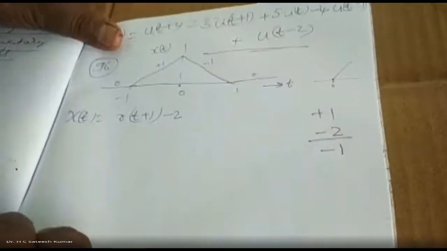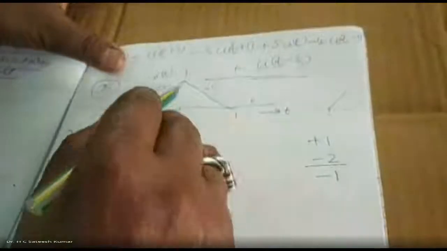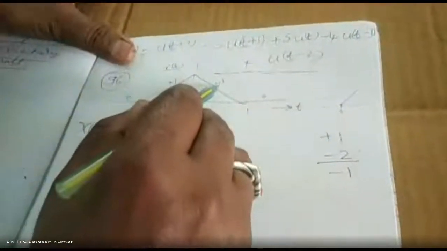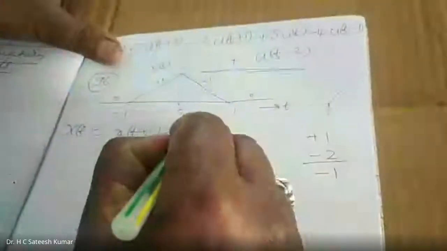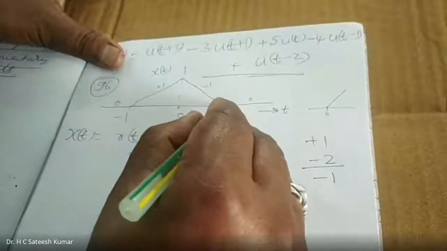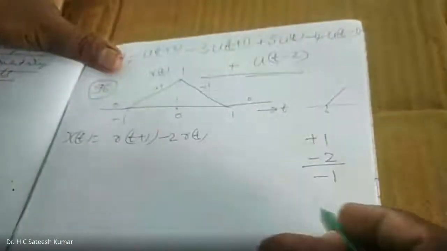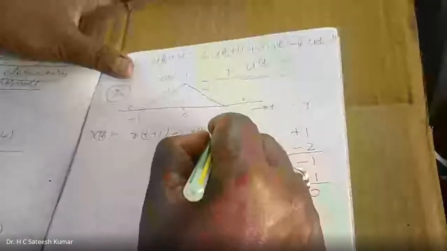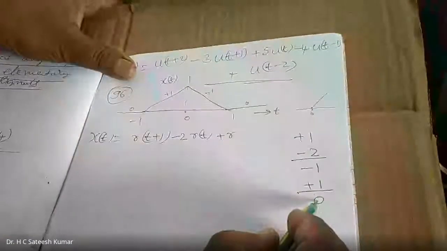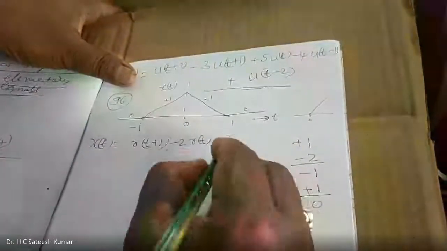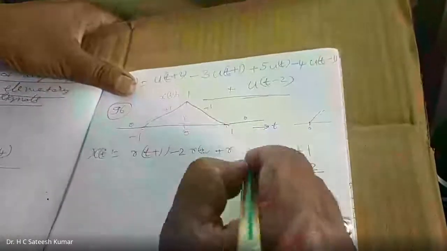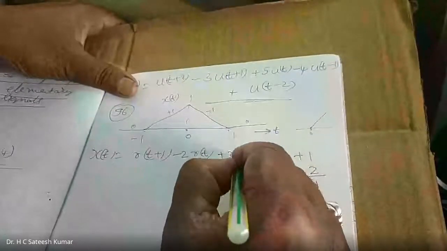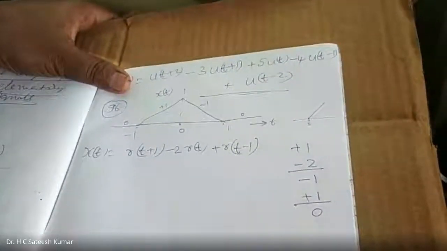Okay, right. Therefore, what you should do is minus 2 into r of t, so the slope becomes minus 1. Now it is going with a slope of minus 1. Now I want a slope of 0. If you want to get a slope of 0, what should I add? Plus 1, plus r of t starting from 1. Therefore, what should I add? r of t minus 1. That's it. That's how we should do it.